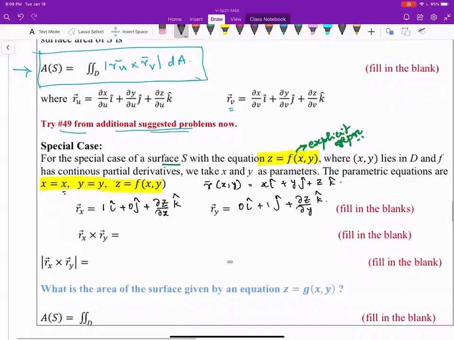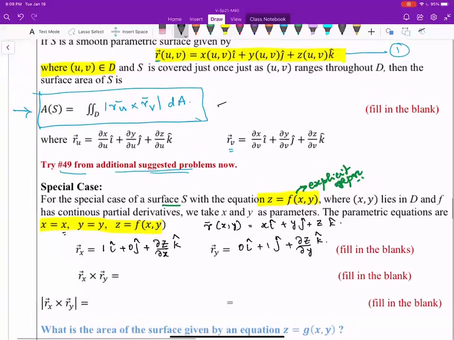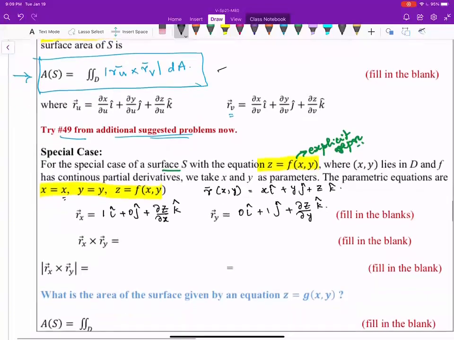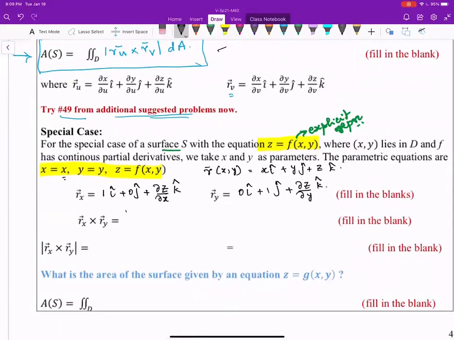Write like that. To find the area of the surface, just the way we did, we need the cross product of these two for the integrand. So we write i, j, k as the first row. Second row is 1, 0, dou z by dou x. Third row is 0, 1, dou z by dou y.